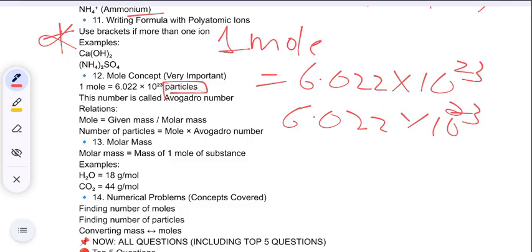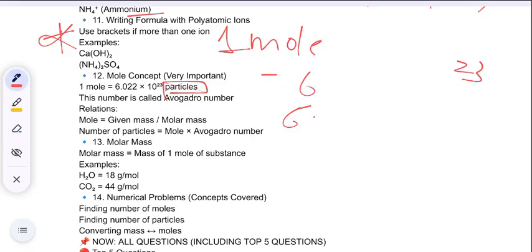Now this number is called Avogadro number. Which number is called Avogadro number? Tell me. 6.022 into 10 की पावर 23 is called Avogadro number. अब रिलेशनशिप क्या है? मोल इक्वल्स टू गिवन मास अपॉन मोलर मास. हाउ यू कैन फाइंड मोल?